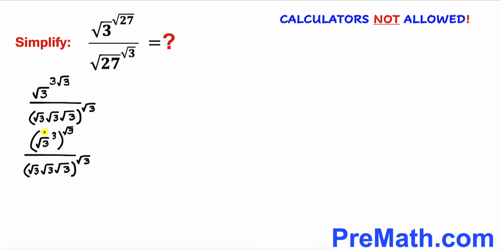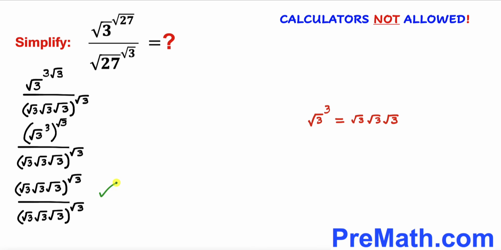And now we are going to focus on this part, square root of 3 power 3. Here I have copied down square root of 3 power 3. Then this could be written as square root of 3 times square root of 3 times square root of 3. As you can see in this next step, I have replaced this square root of 3 power 3 with this part, and our denominator is as it is.